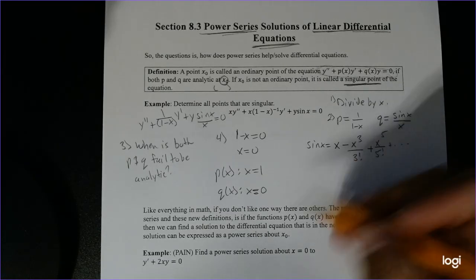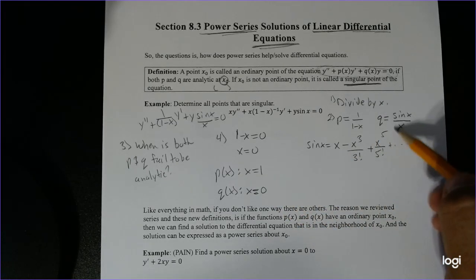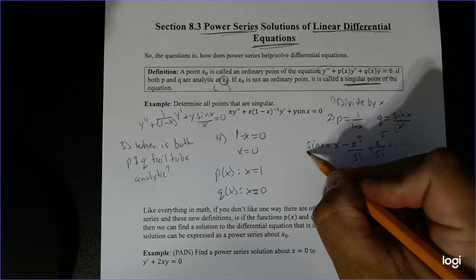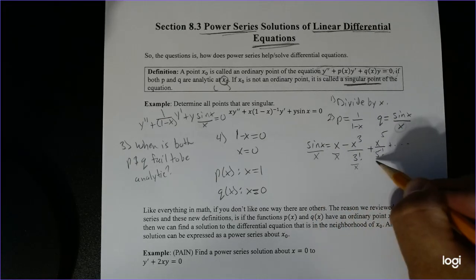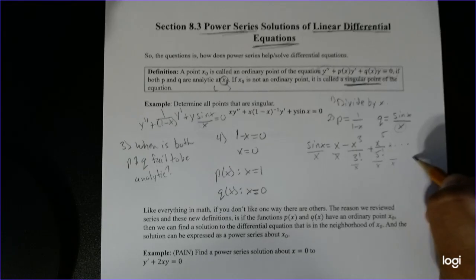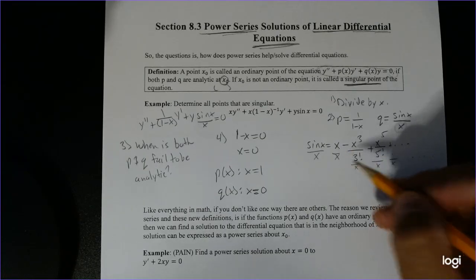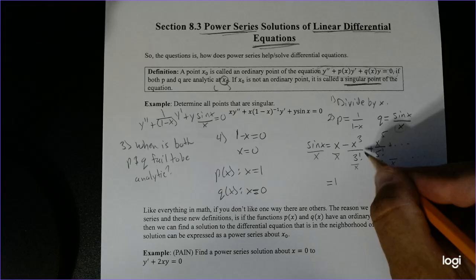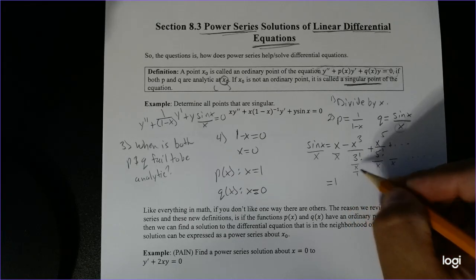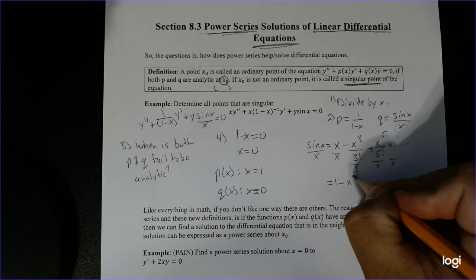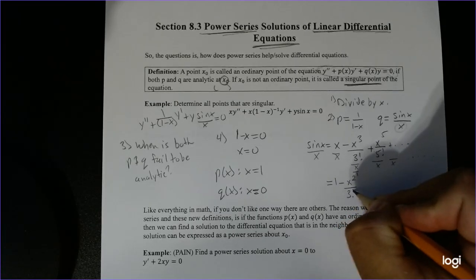Okay. Now, in this one, I am dividing by x. So if I divide everything by x, this first term just ends up being 1. This other term, remember, you keep, change, flip. So this ends up being now the even powers over the same odd factorial.